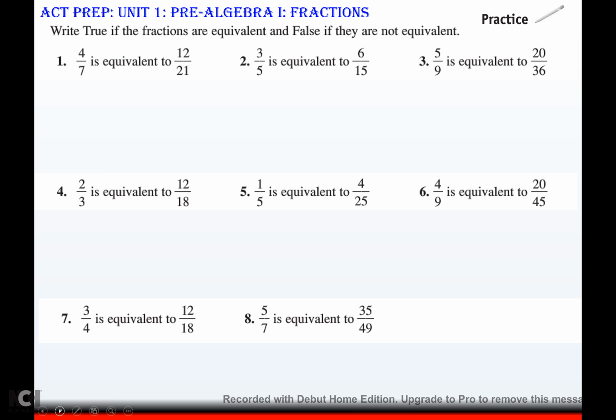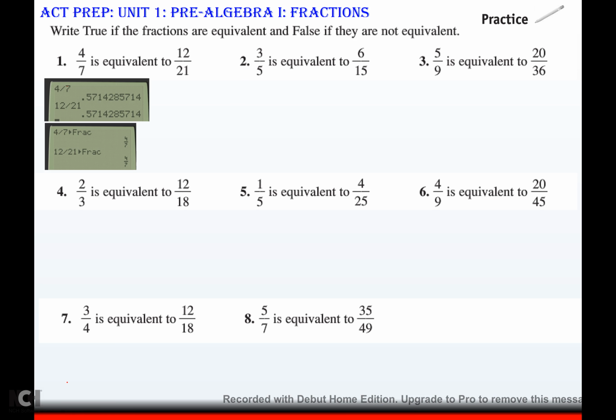Alright, write true if the fractions are equivalent and false if they are not. Again, you can do your cross products, and when the numbers are small, I don't really mind that. The other way to do it is just to turn them both into decimals. You can see 4/7 comes out to 0.5714285714, so does 12 divided by 21. You can also see if 4/7 will reduce. If you math enter 4/7, it gives you 4/7. If you math enter 21 over 12, you get 4/7. You can see that they are equivalent. So this would be true.